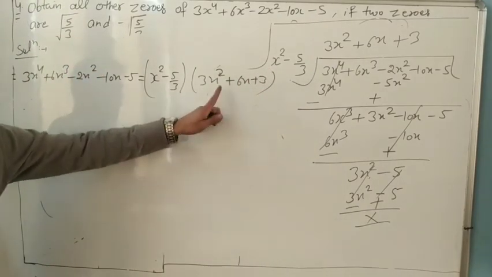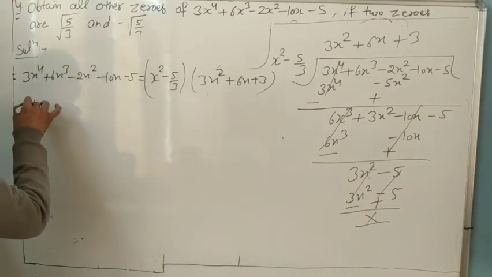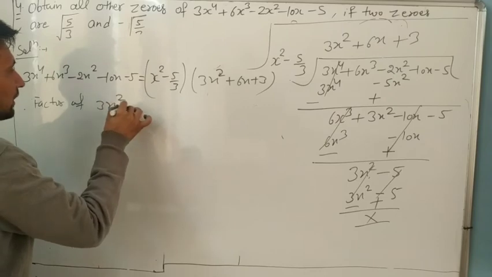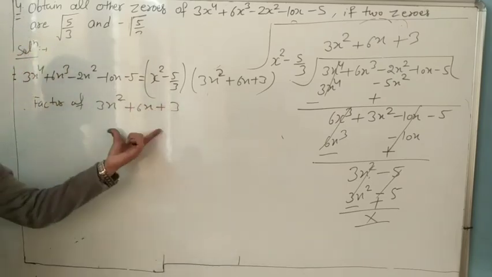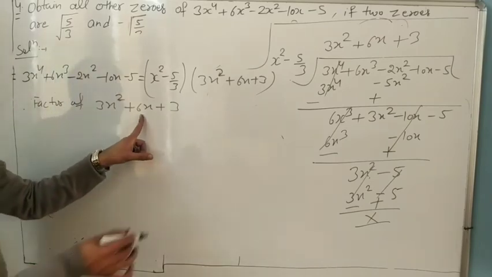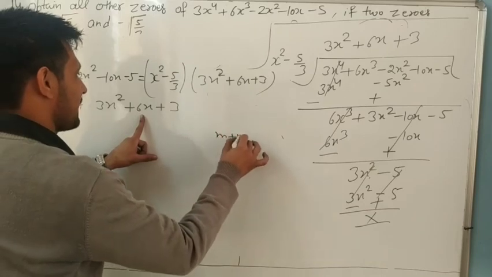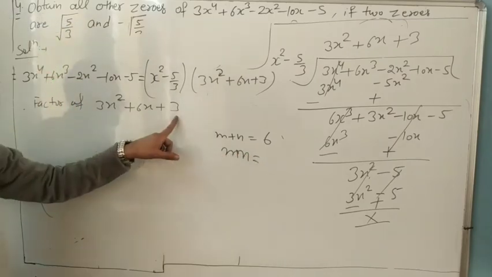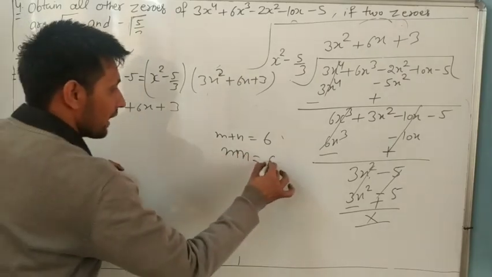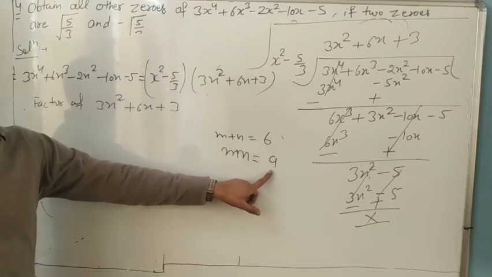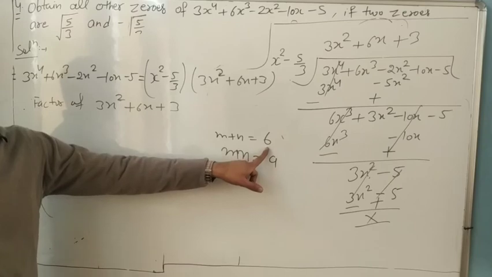This one, or not? Now we will find factors of this one. So write factors of 3x square plus 6x plus 3. It is a quadratic polynomial. How will you find it? Sum of two numbers is 6. Suppose m plus n is 6 and the multiplication of two numbers is the product of first and third, how much? 3 into 3, 9. So the product of two numbers is positive. It means both numbers are negative or both are positive. But the sum is also positive. It means both are positive.